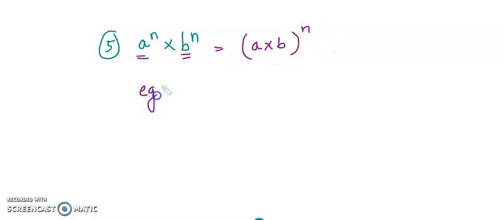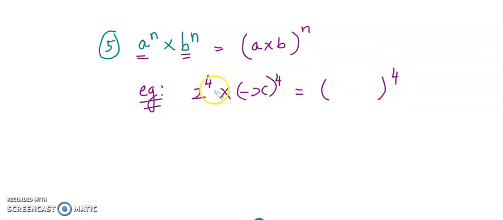Let's take few examples to really understand. Suppose if I am taking 2 to the power 4 multiplied by minus x to the power 4. Now the bases are really different. One is 2, the other is minus x. And the powers are 4. So what we'll do, we'll write the power as a common. We'll multiply the bases. So 2 multiplied by minus x, which we can write it as minus 2x, to the power 4.